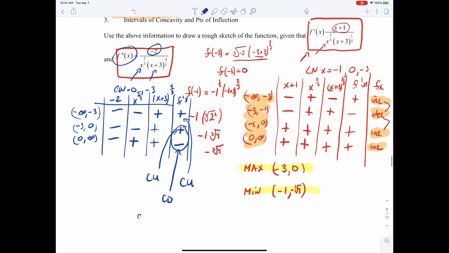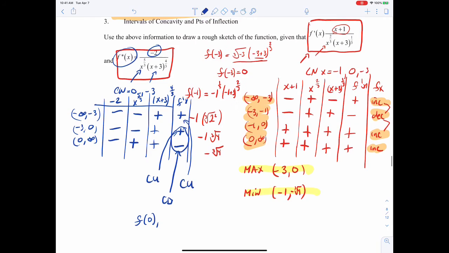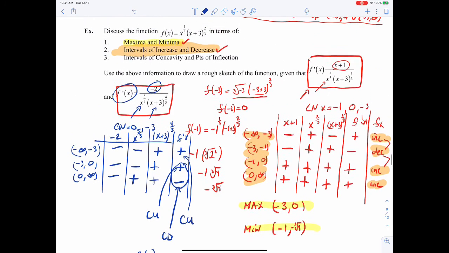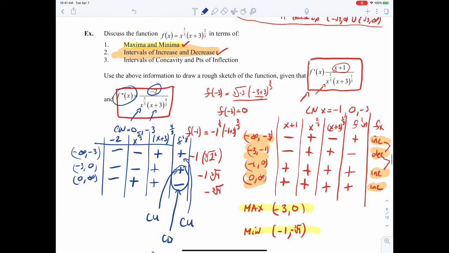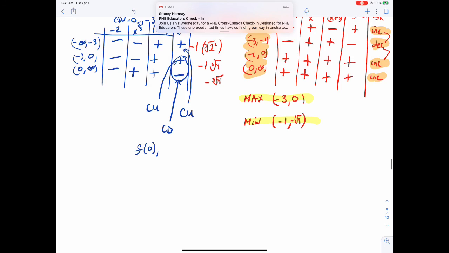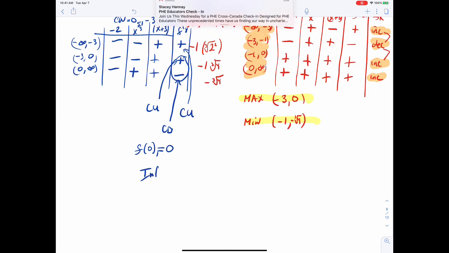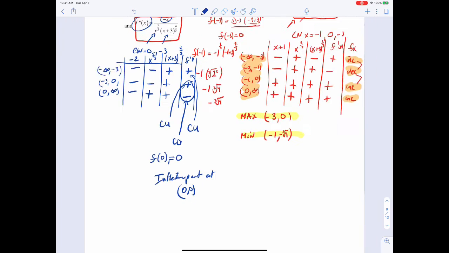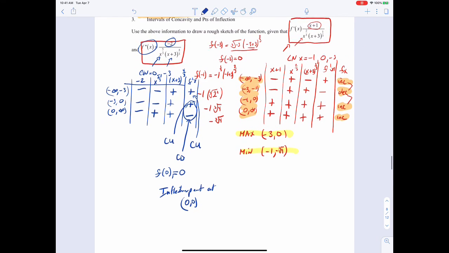0. So when I think about f of 0, that has to be the inflection point, which is a nice one to put back in because we already know that when you put 0 back into that original function, the cube root of 0 is 0. Therefore, f of 0 equals 0. So we have an inflection point at 0 and 0. So we have all the information.